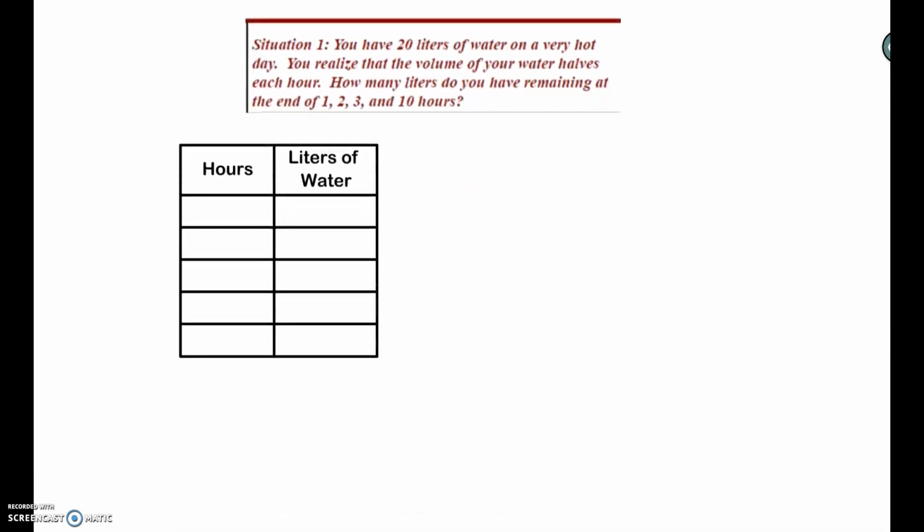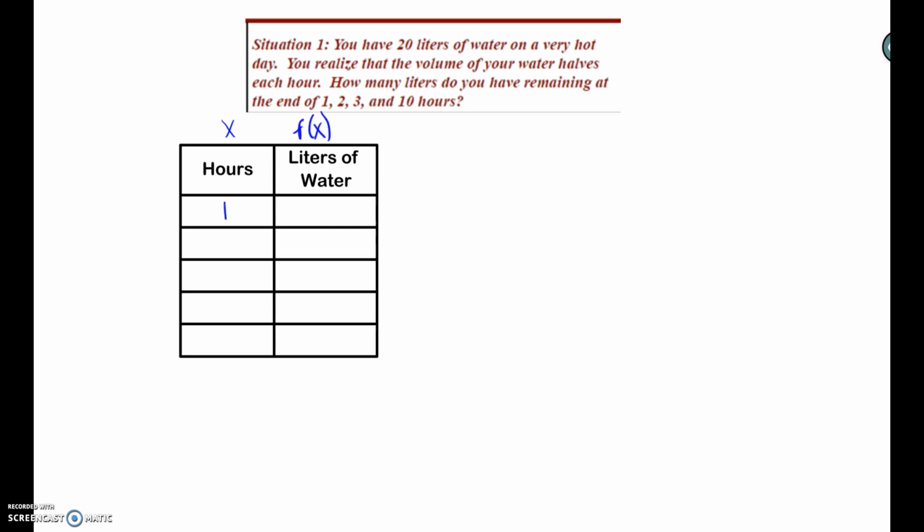So let's look at an example of exponential functions, and this is it. It says, situation 1, you have 20 liters of water on a very hot day. You realize that the volume of your water halves each hour, so that means it's getting cut in half each hour. How many liters do you have remaining at the end of 1 hour, 2 hours, 3 hours, and 10 hours? On your paper, go ahead and make this table. We've got hours is our independent variable, and liters of water is our dependent variable. And I'm going to fill in the table values they're asking for.